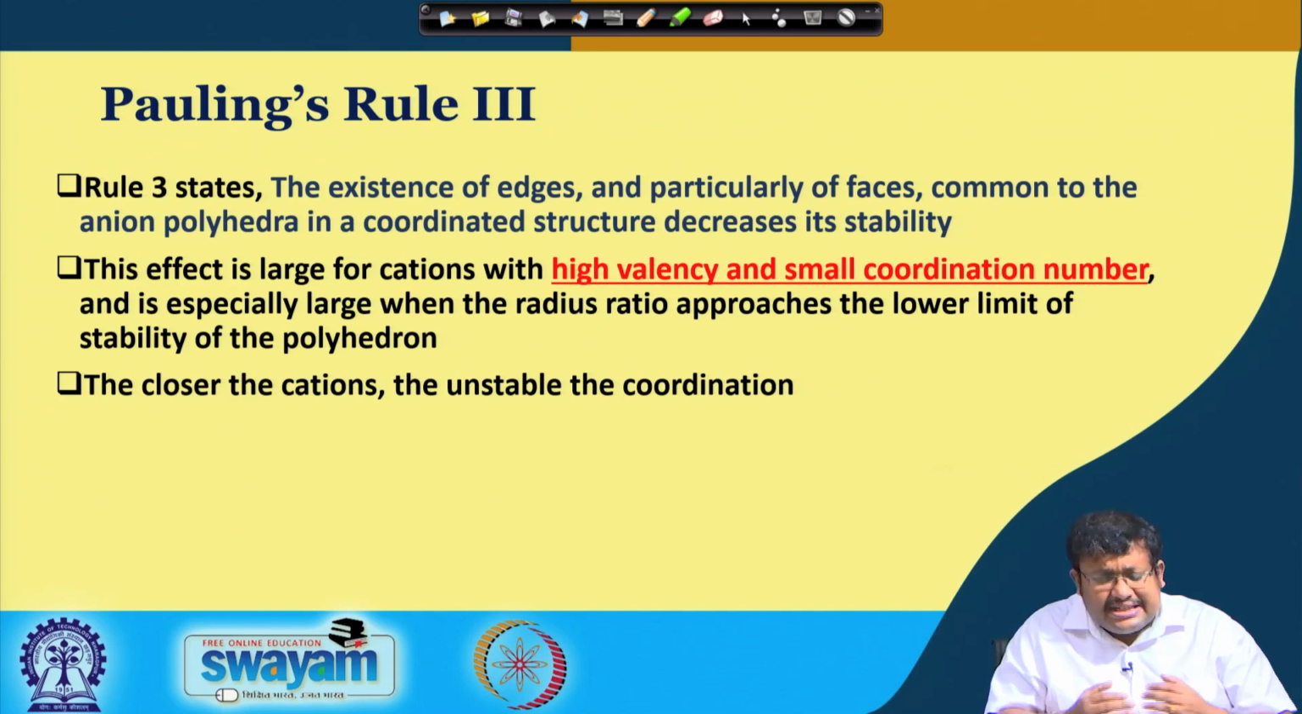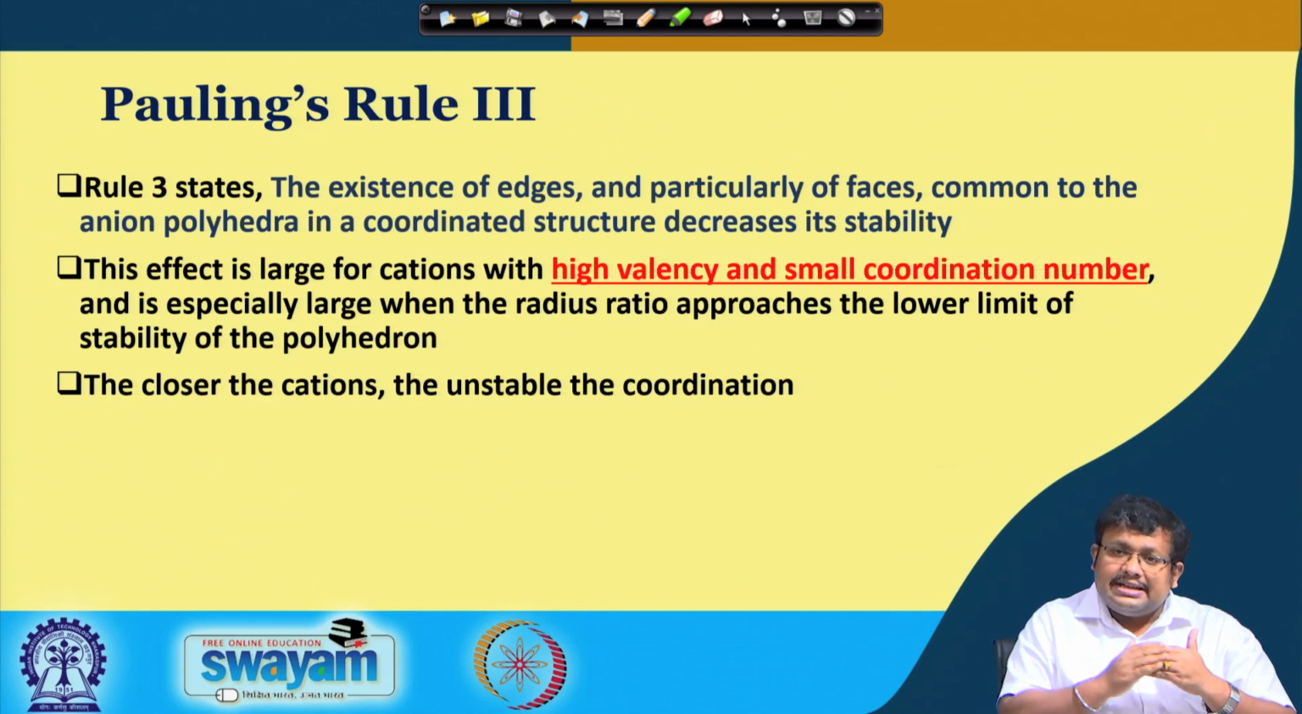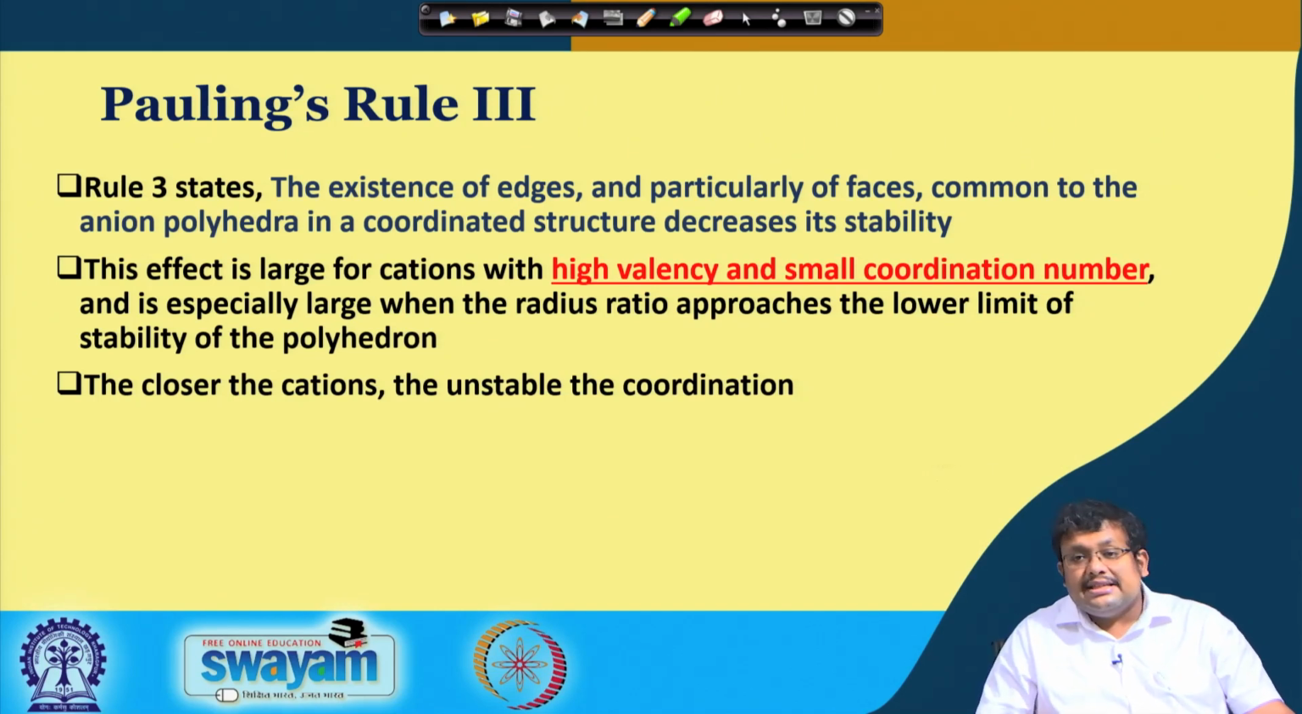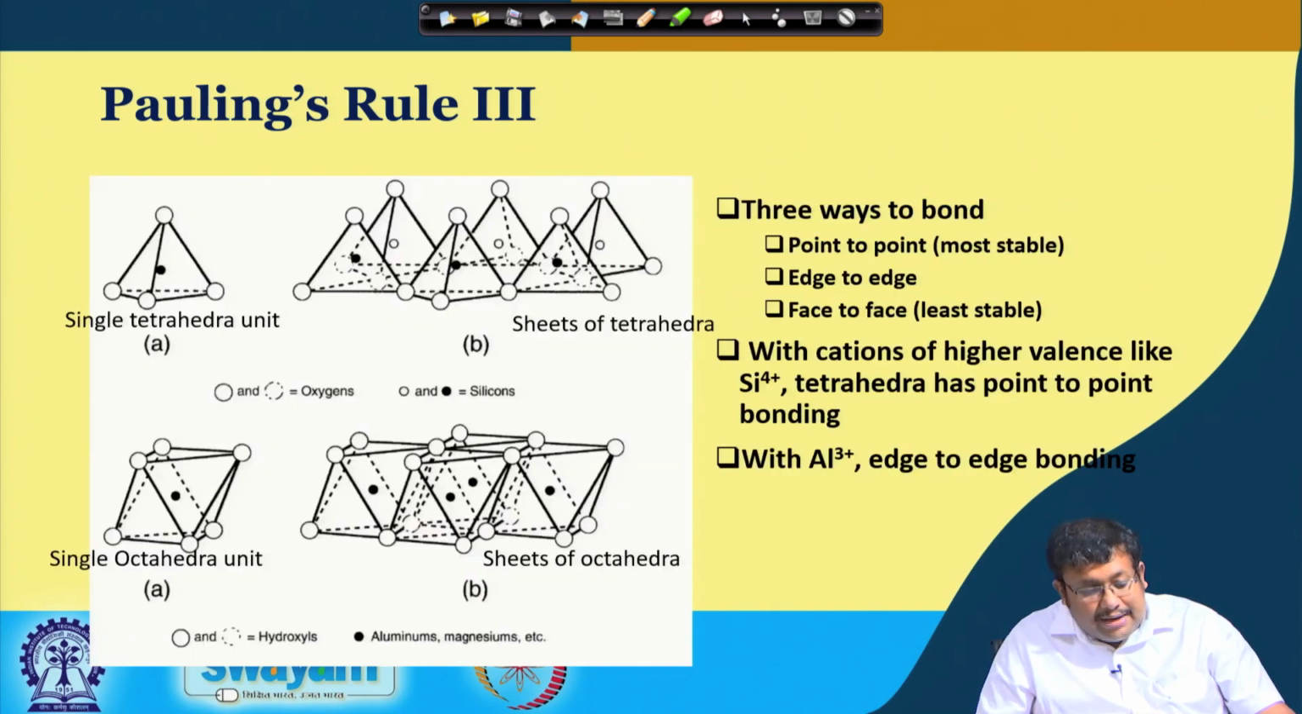Especially this type of instability is large when the radius ratio approaches the lower limit of the stability of the polyhedron. When the radius ratio is going down, that means the size of the cation is going down, and subsequently the valency of the cation is increasing and we get a small coordination number. Obviously, there will be a chance of destabilizing the structure. So, this is basically the essence of Pauling's rule 3.